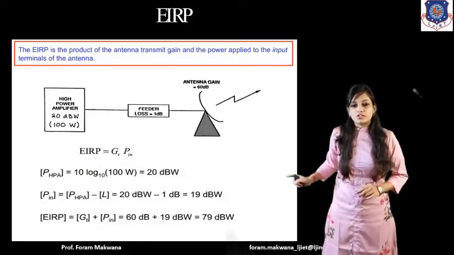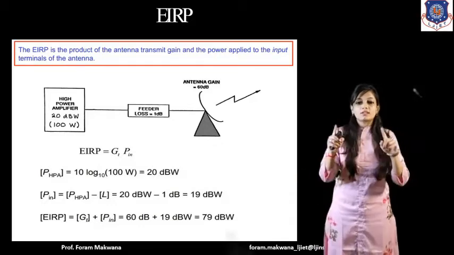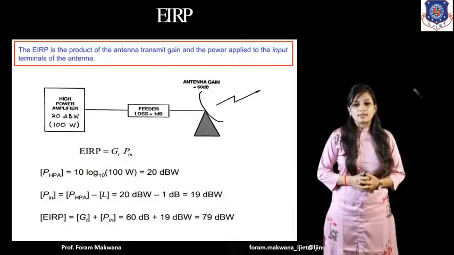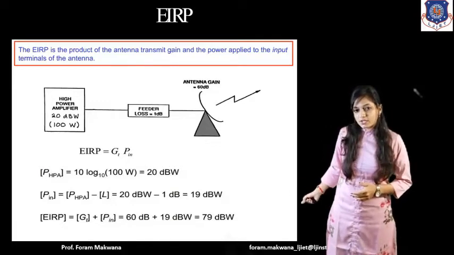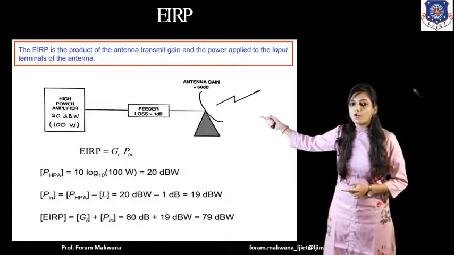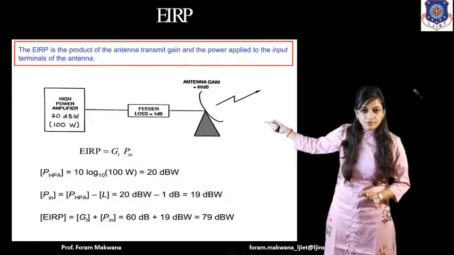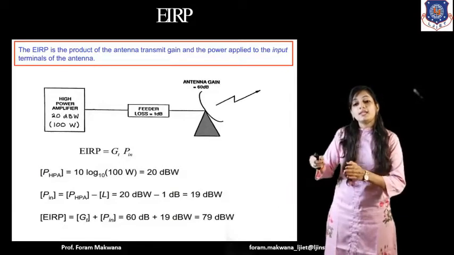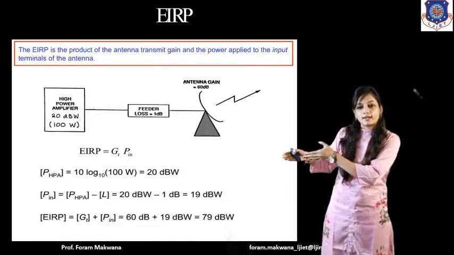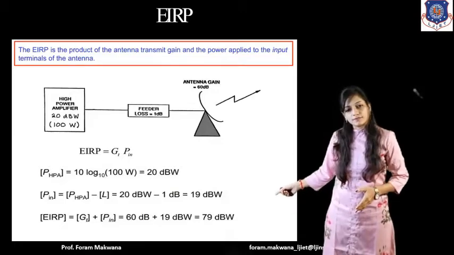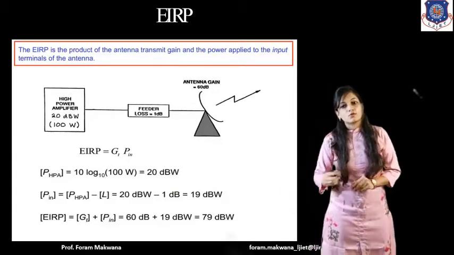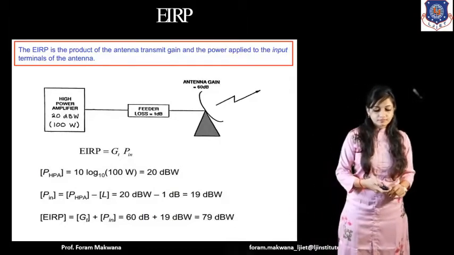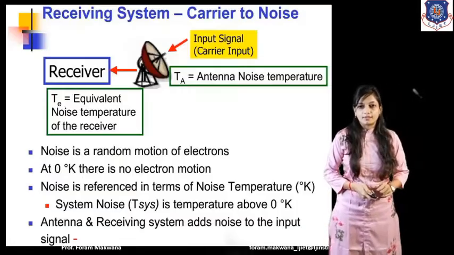Alright, so over here EIRP is GT plus PE, where the square bracket represents that the quantity is in dB. So what is my GT? GT is the transmitting gain of the antenna, which is already given as 60 dB. So 60 dB plus what is Pin? Pin is the actual input power to the antenna, which is 19 dBW. So we add these two quantities, and the final EIRP is 79 dBW. This is the way to calculate the EIRP.